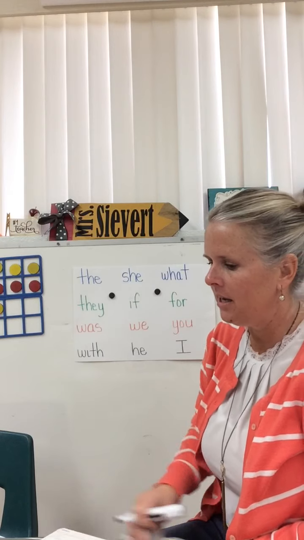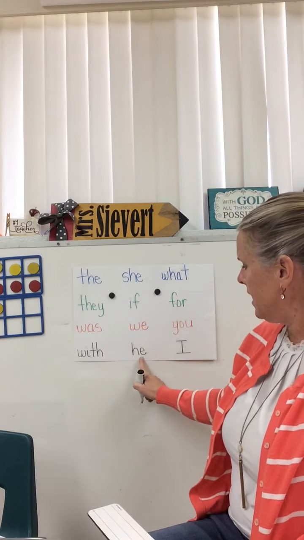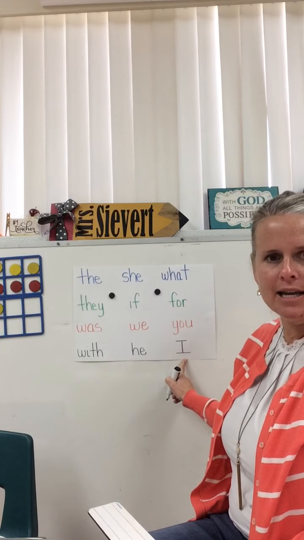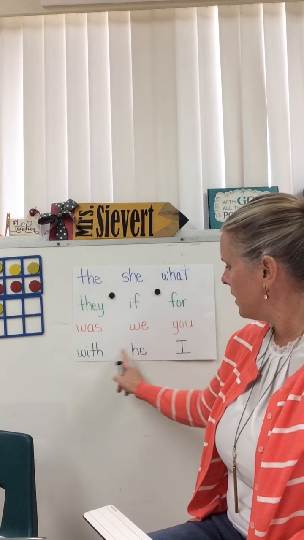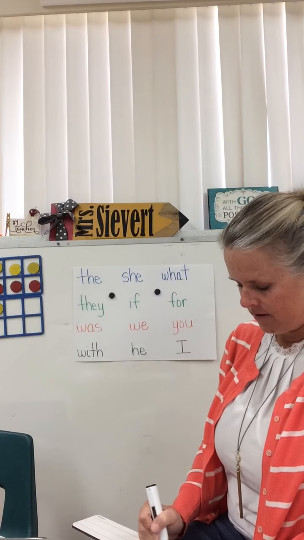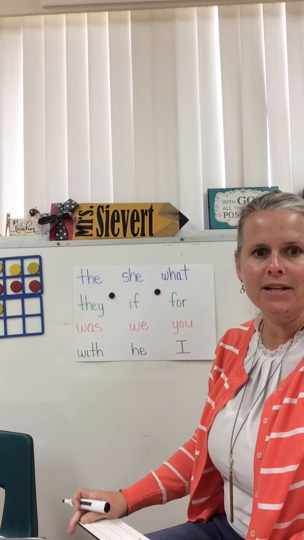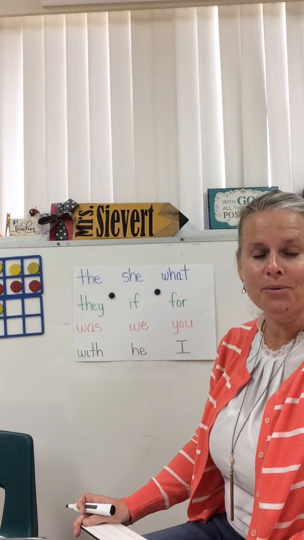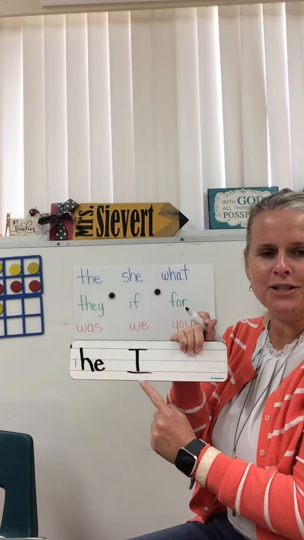Okay, last one. Are you ready? Here we go, Olivia. With, he, I. What are the pronouns you see in that one? We got with, he, and I. Oh, I didn't trick Olivia this time. Definitely didn't. Olivia put on hers he, and she also did I.